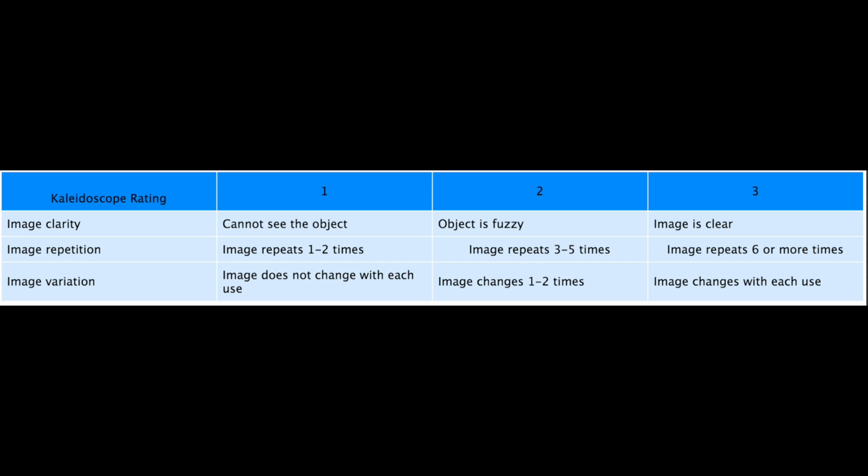Image clarity. Can you see the objects in the kaleidoscopes? Are those objects fuzzy? Is the image clear? Image repetition. How often does the image repeat itself? And image variation. Does the image change with each use or turn of the kaleidoscope?